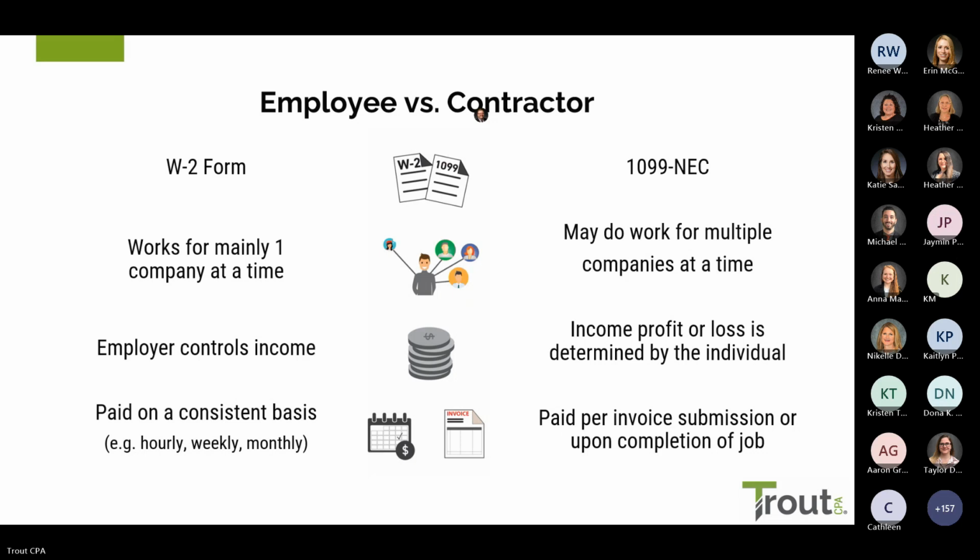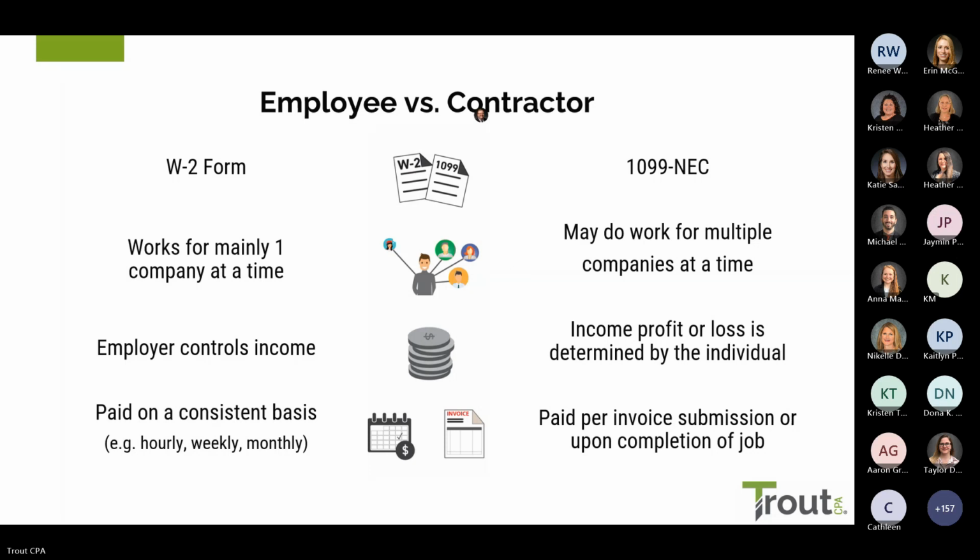So an employee is going to get a W-2 at year end. A 1099 is going to get issued to an independent contractor. An employee works mainly for one company at a time, whereas the contractor may do work for multiple companies at the same time. And there's no restriction that a payor can put onto that. It's a requirement that they have the flexibility to work for as many people as they want as an independent contractor.